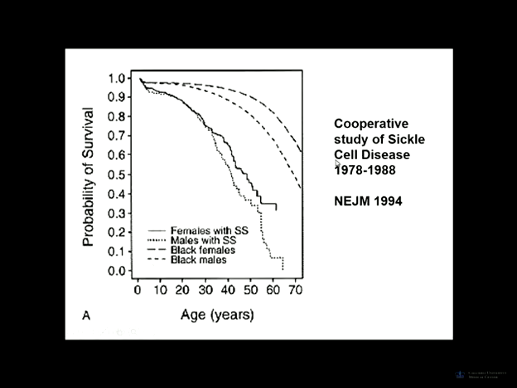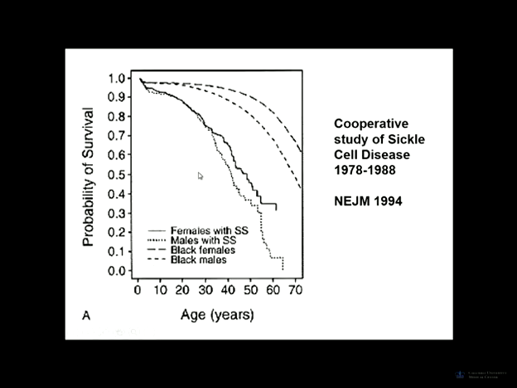Speaking of mortality, this is a study that was done for 10 years, from 78 to 88, in this country. It was a cooperative study just looking at the long-term survival and complications with sickle cell disease. And this shows you the probability of survival of individuals with sickle cell disease versus black males and black females. So you can see that men and women in a similar population group, this is their survival, whereas with sickle cell disease, their lifespan is curtailed.